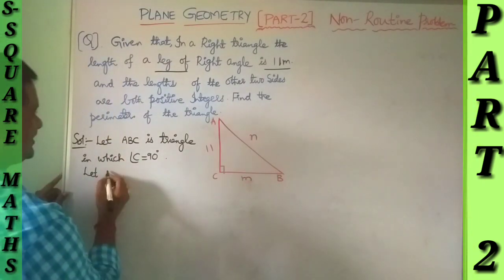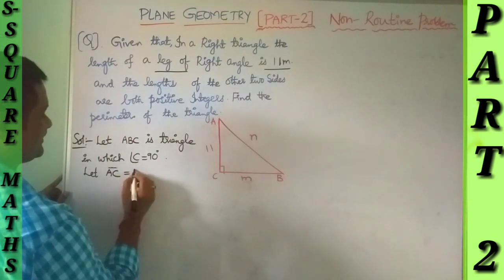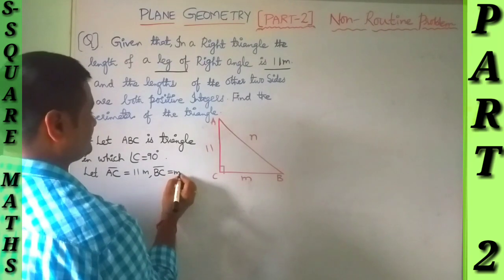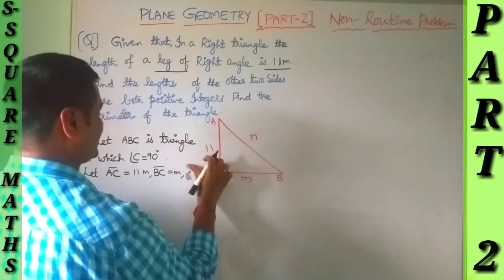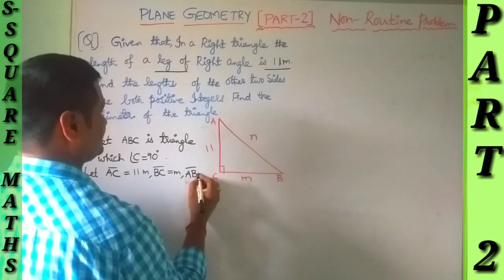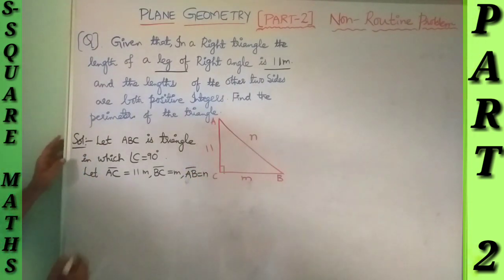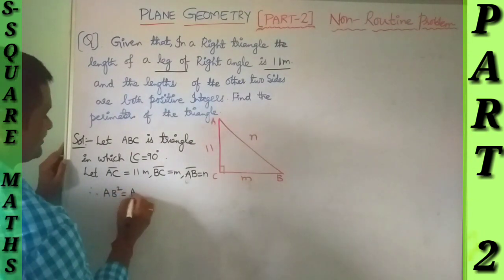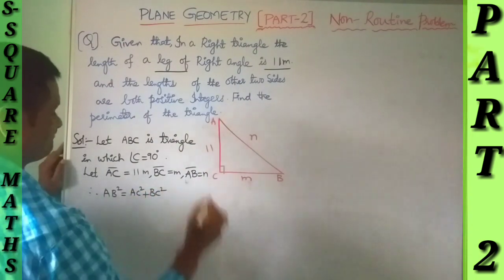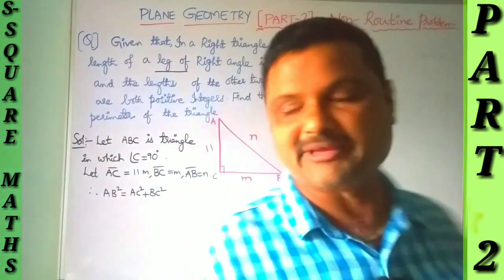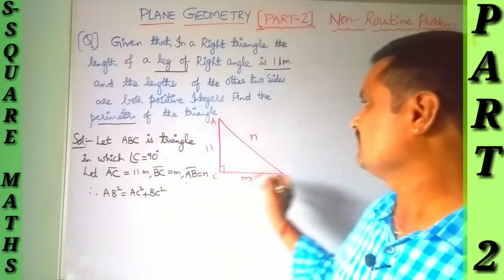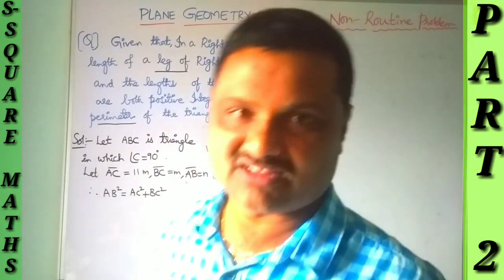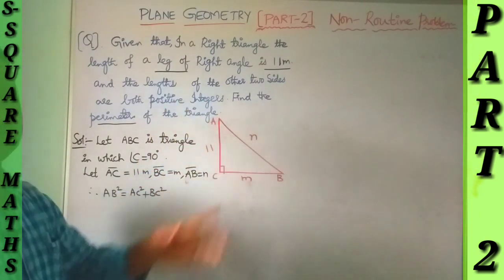Okay, so let AC is equal to 11 meters and BC is equal to M. Next we are going to consider AB as N. Therefore by Pythagoras theorem I can write AB square is equal to AC square plus BC square. To determine the perimeter of the triangle, nothing but the sum of all the three sides, we have been given only one side, one of the legs. The remaining two sides we have to determine and finally we should add all the sides.